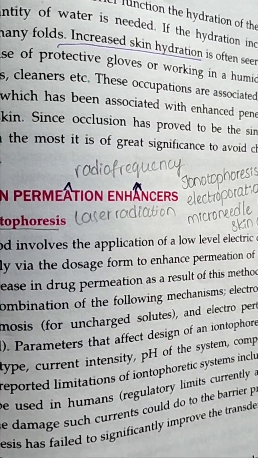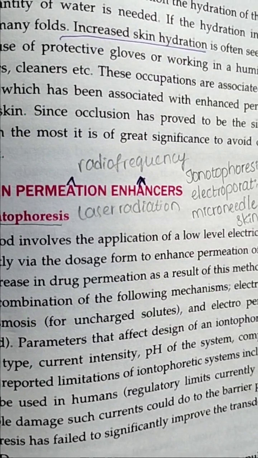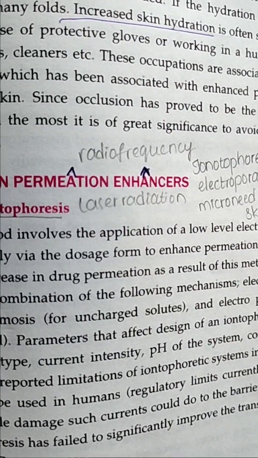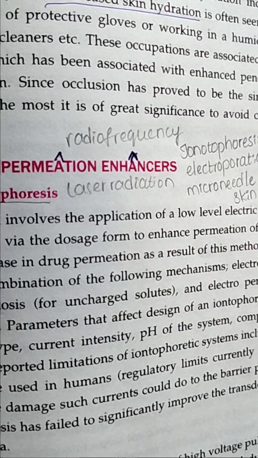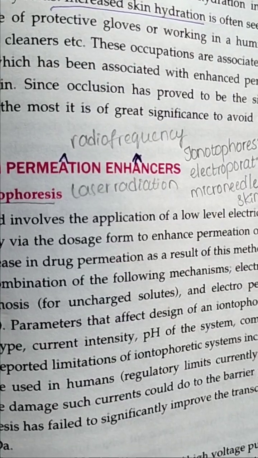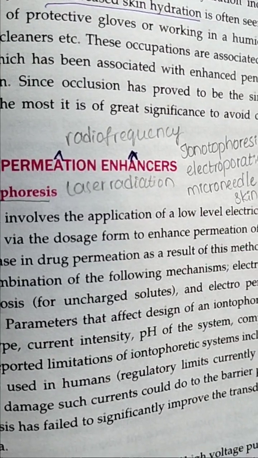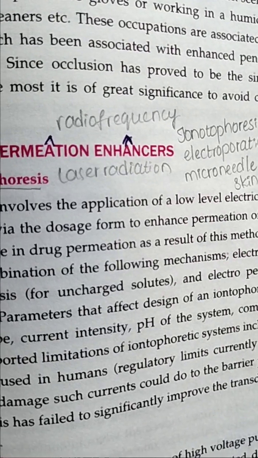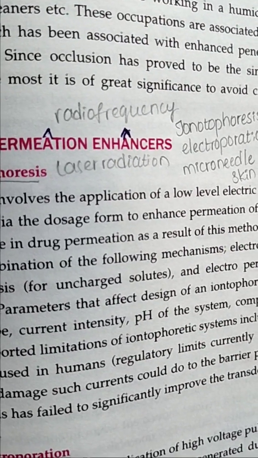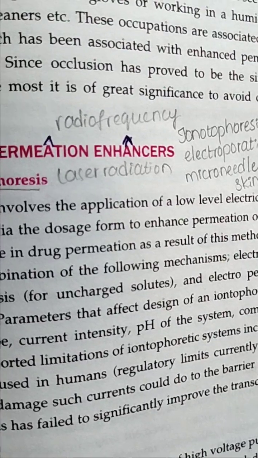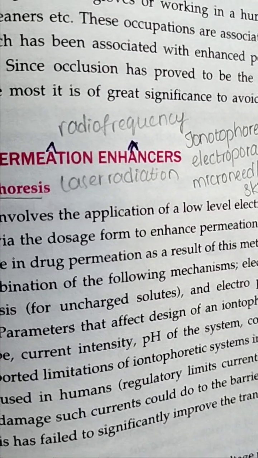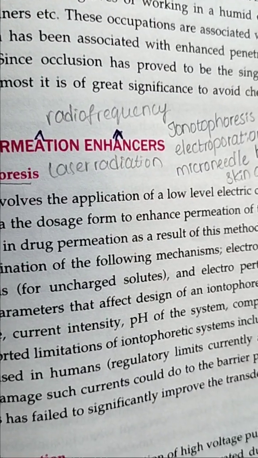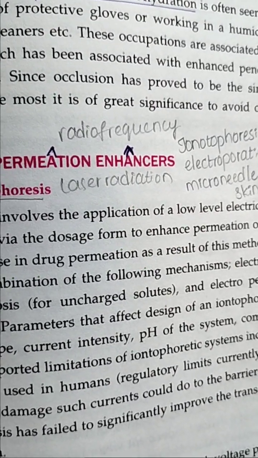Iontophoresis. This method involves the application of low-level electric current either directly to the skin or indirectly via the dosage form to enhance the permeation of topical skin. For example, the oral route and parenteral route are other routes to give the dosage form indirectly to enhance the permeation of the drug through the skin.